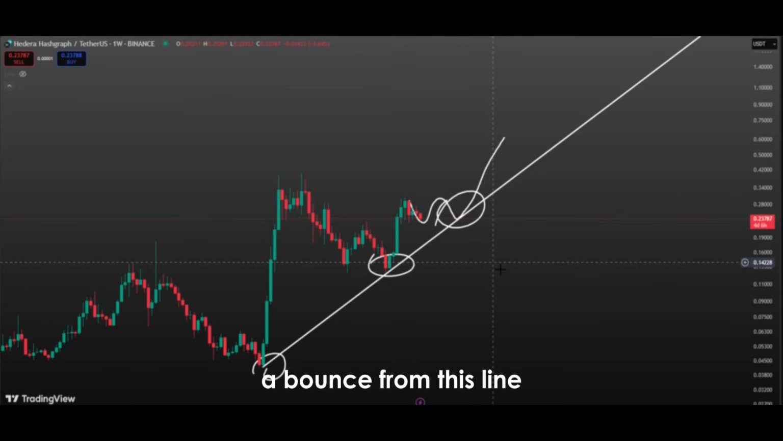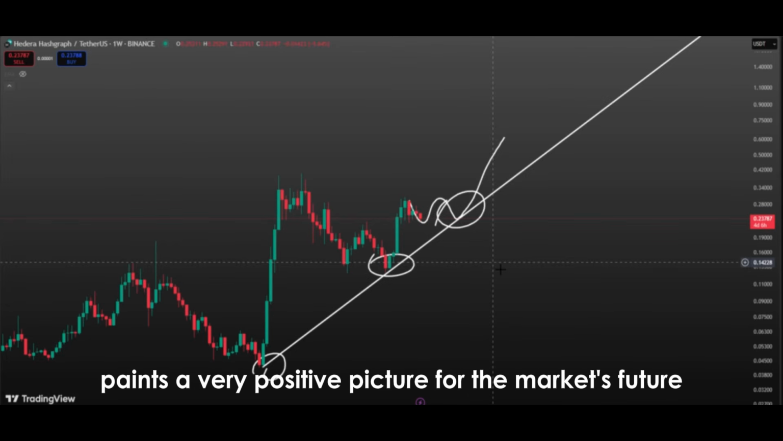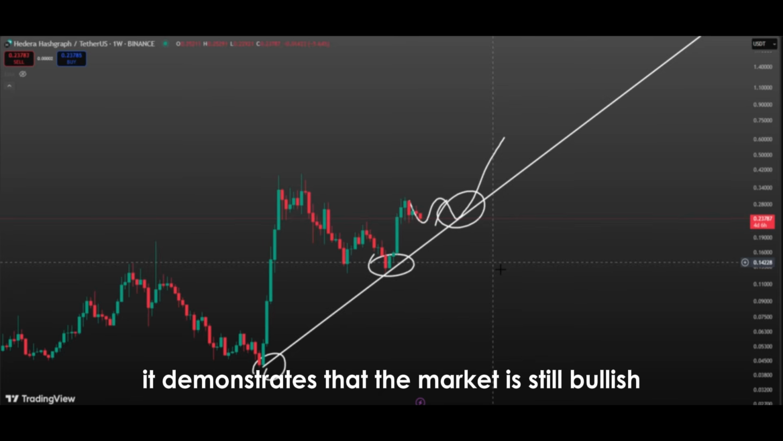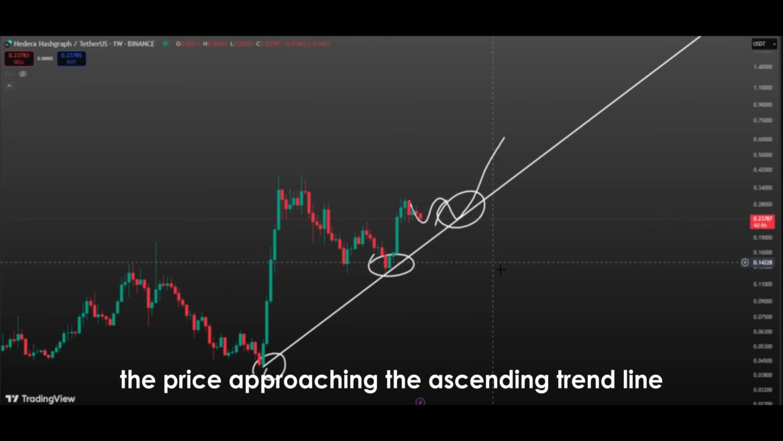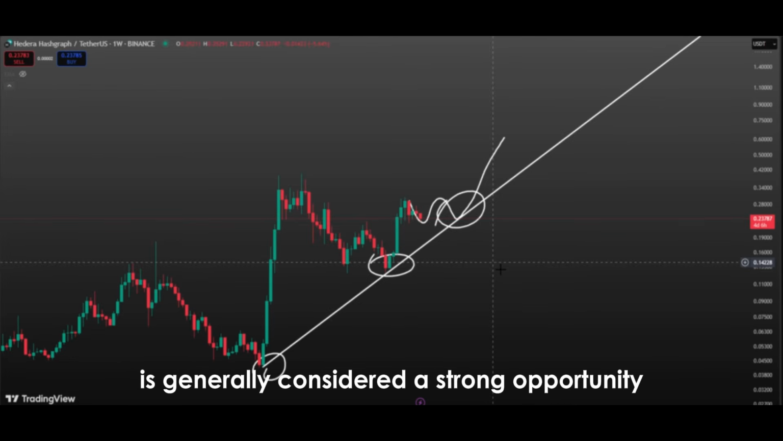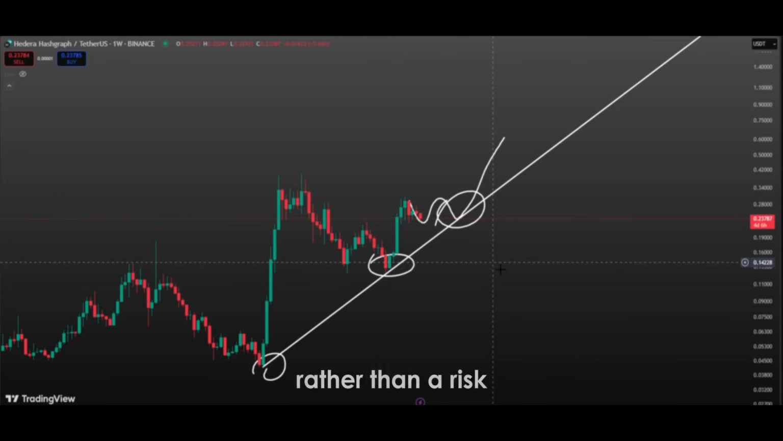a bounce from this line paints a very positive picture for the market's future. It demonstrates that the market is still bullish, buyers remain strongly active, and the upward potential continues. Therefore, the price approaching the ascending trend line is generally considered a strong opportunity rather than a risk.